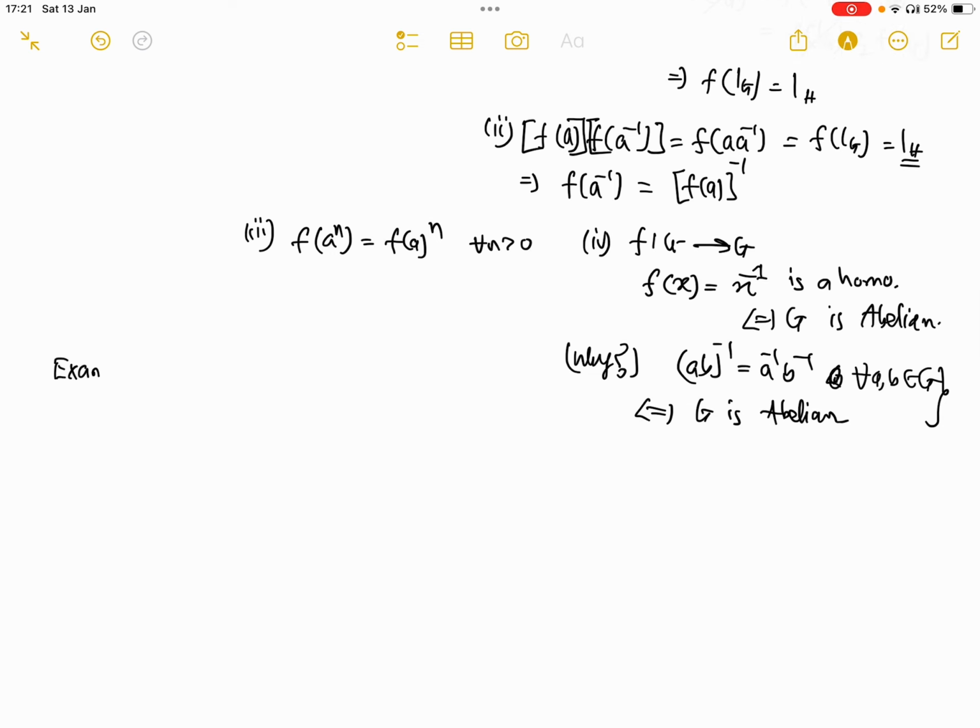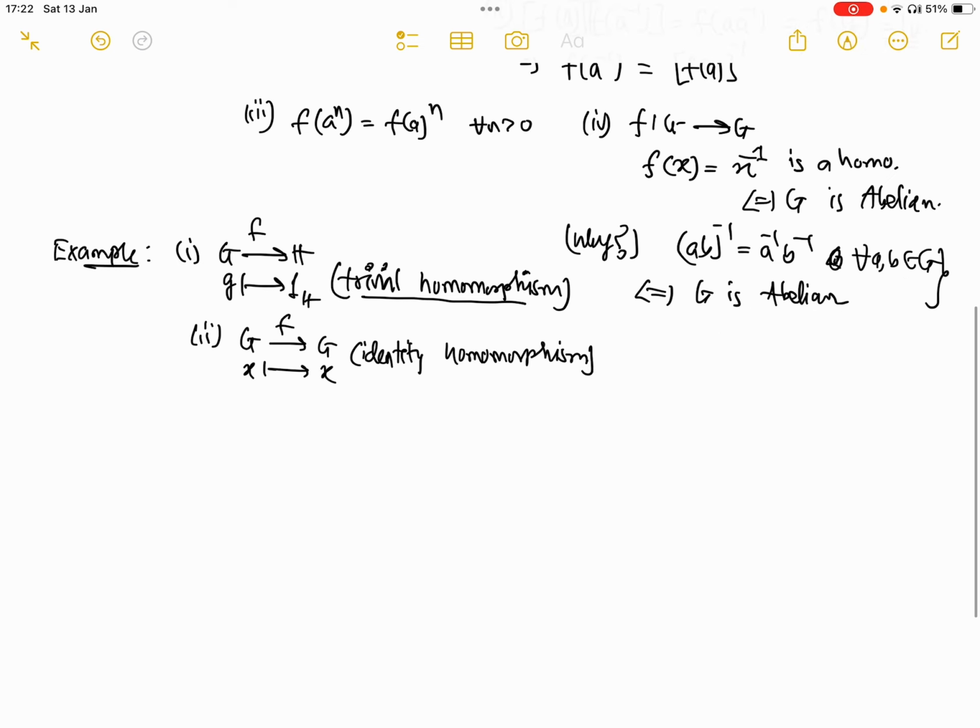Now let's see some basic examples. One is always there between any two groups: if you take any element of G and send it to the identity, this is called the trivial homomorphism. It's always there. There's nothing interesting about it because you are sending every element to the identity, but it's still a homomorphism and it's called the trivial homomorphism. Also, we have again a very trivial case, sending each element to itself. This is called the identity homomorphism.